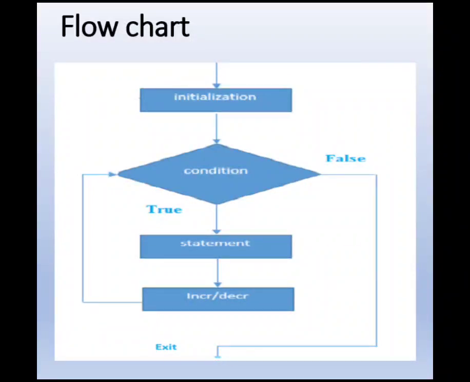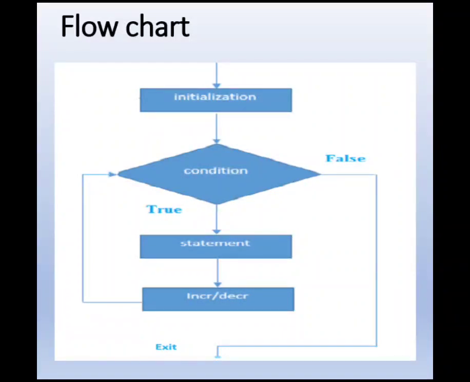Once the statements are executed, it will check the update parameter. It will increment or decrement the variable to the next value. When it increments, again it checks the condition for the next iteration. So every time the condition is true, the statements under this for loop will be executed.